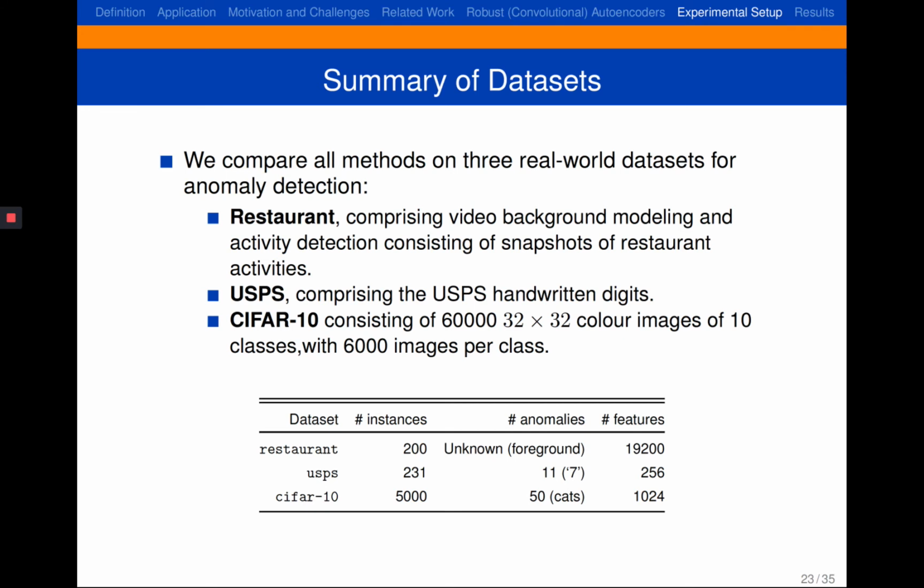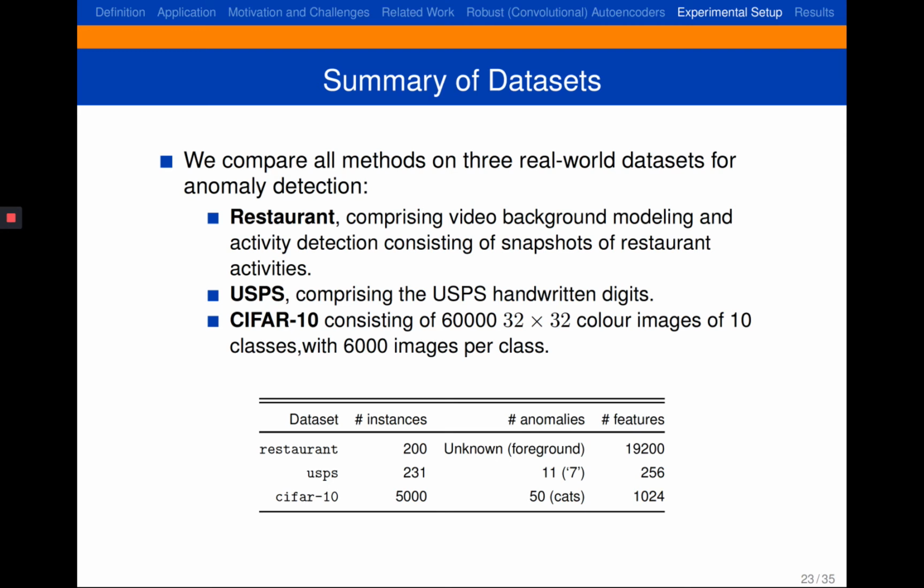what we proposed, the autoencoder as well as the robust version of the autoencoder, on 3 real-world datasets for anomaly detection. Firstly, the restaurant dataset, comprising video background modeling and activity detection, consisting of snapshots from restaurant activities; the USPS dataset, comprising handwritten digits from 0 to 9; and CIFAR-10, comprising 60,000 samples of 32 by 32 pixel color images of 10 classes with 600 images per class.